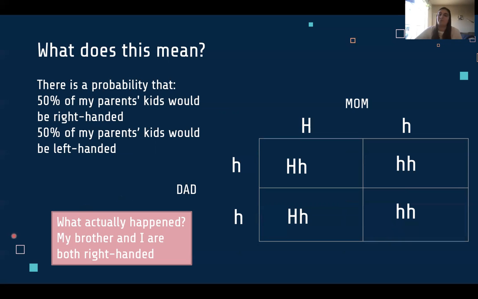Now, what actually happened with my family? My brother and I are both right-handed. So my parents had a 50% chance that one of us was going to be right-handed and one of us was going to be left-handed. However, both of us are right-handed.